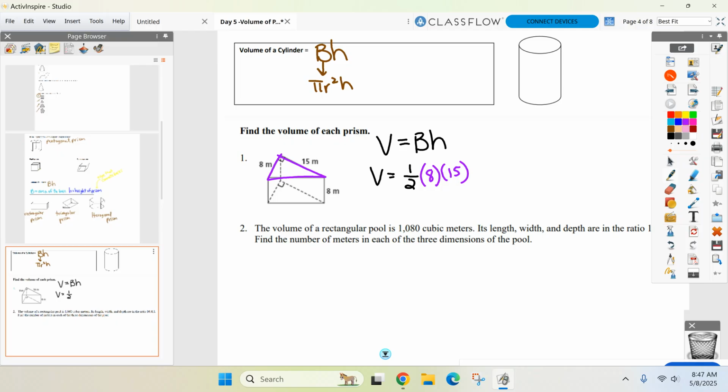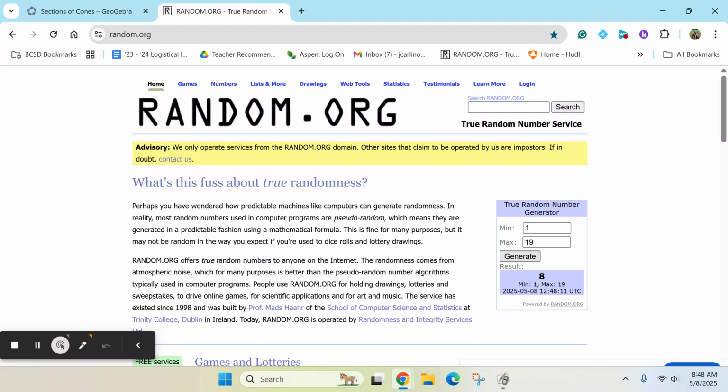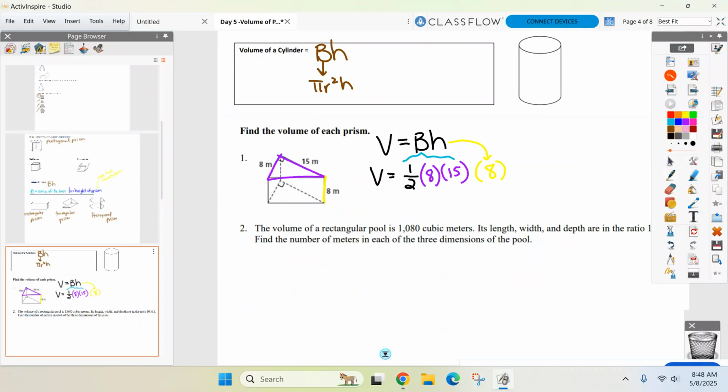Now ready for H, the height of the prism. Can you guys find an edge that connects the two triangles? Yeah, you can. It's right here. Here's an edge that connects the two triangles, and that's your height. 8. So does everyone see where big B is? And then the height of the prism. There it is. And when you calculate that, let us know. T, when you're ready. 480, good.